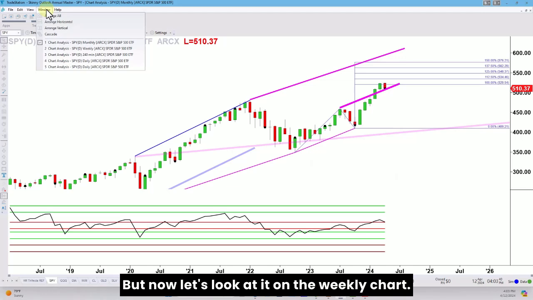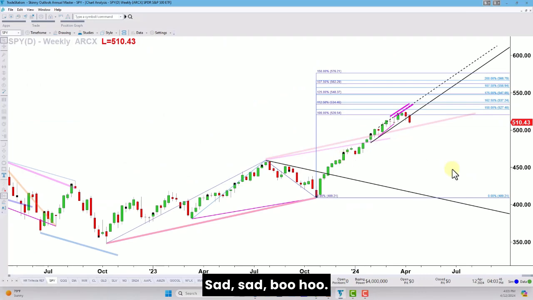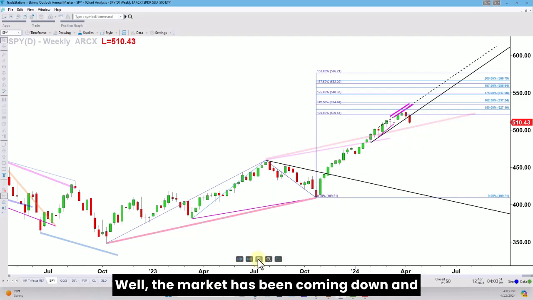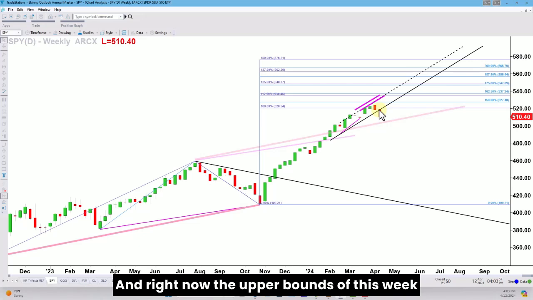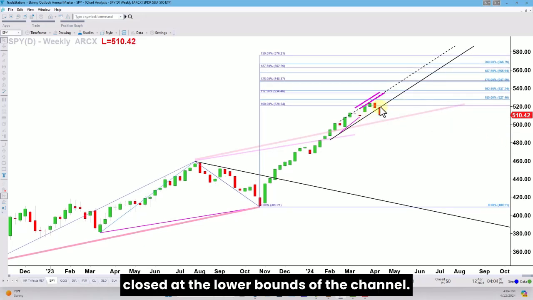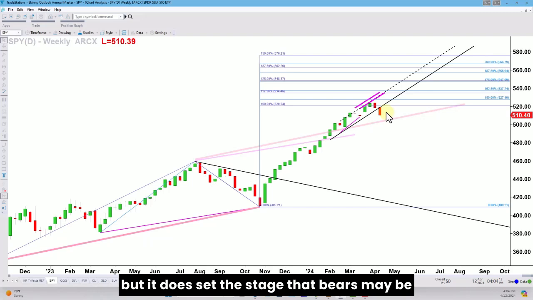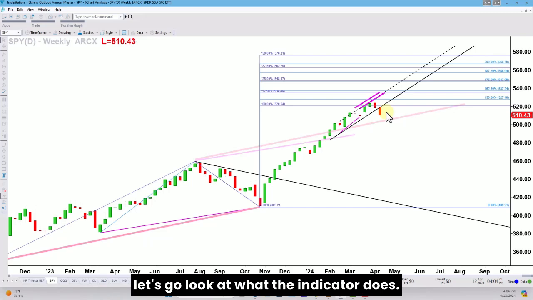So just like on the other chart, my weekly chart has no more indicators. Sad, boo-hoo. So before I add it back in, let's talk about what's happening here. Well, the market has been coming down and exited this channel I had on the SPY. And right now, the upper bounds of this week closed at the lower bounds of the channel. This alone doesn't indicate that we're in a new downtrend, but it does set the stage that bears may be taking over for a bit more time than expected. So while this is the case, let's go look at what the indicator does.